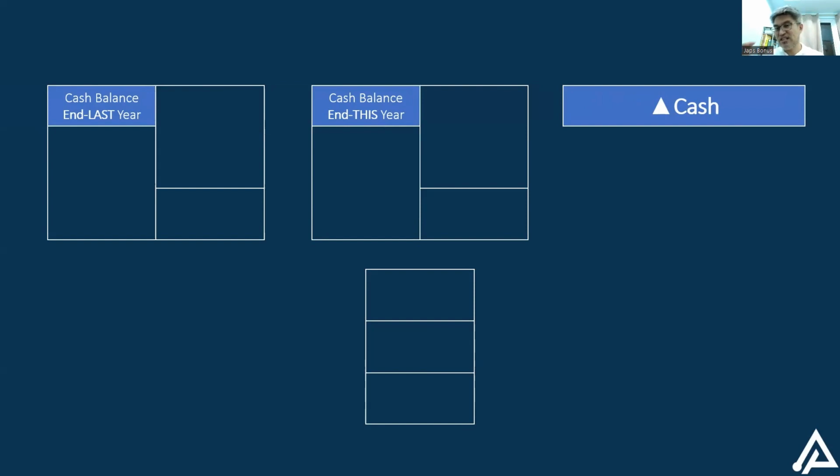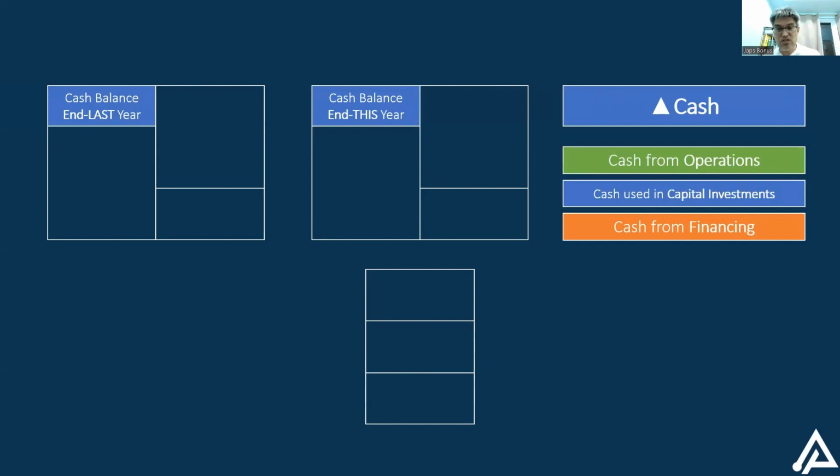And change in cash can be split between cash from operations, cash used in capital investments, and cash from financing. Cash from operations, as the name suggests, comes from earnings before taxes, depreciation, and amortization, plus the changes in non-cash current assets. And it also involves changes in current liabilities. So, long story short, the cash from operations are all the cash inflows, net of cash outflows, it has generated over a period of time arising from the conduct of its business.